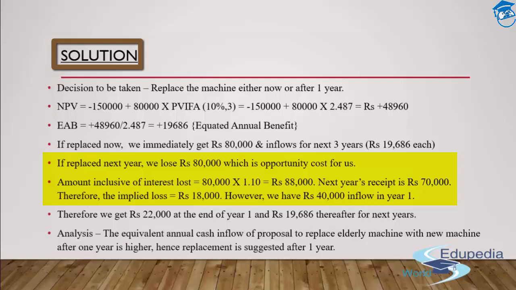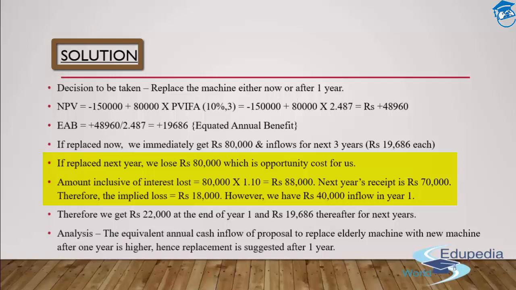Okay, why, guys? Because the old machine's cash inflow was 40,000 and 40,000. Remember? Perfect. So we will still get 40,000 even after losing 18,000 for the first year. I'll be getting an amount of 40,000 in the first year, that is for sure. I won't be considering the next year's cash flow with the new machine, because I haven't purchased the new machine yet.